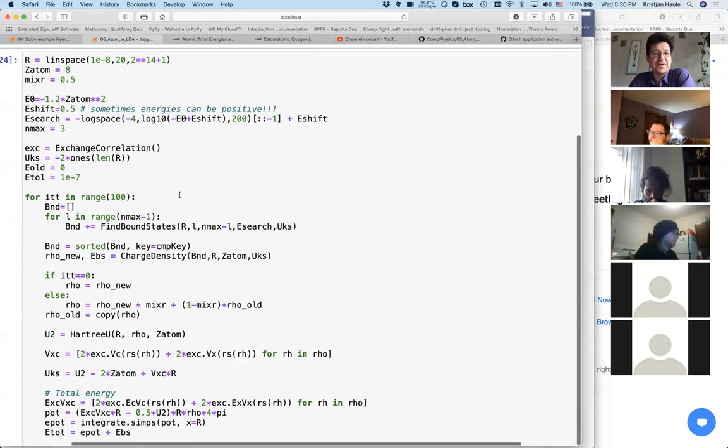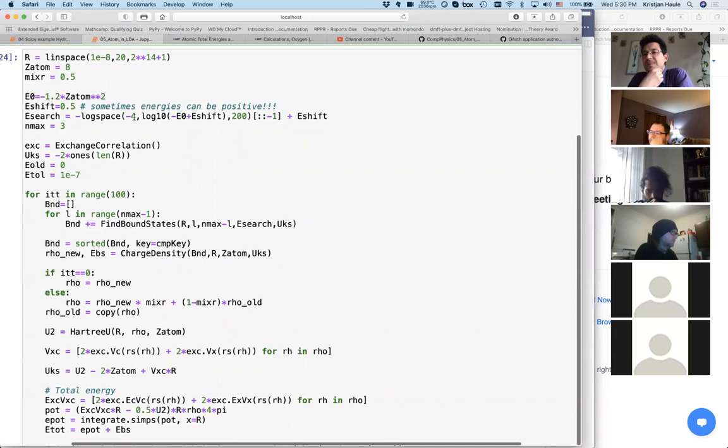So therefore, I hope that for the homework, you can try to implement this for oxygen. And maybe you try a few other atoms and see how it works, and send me your solution. Okay, is it clear?